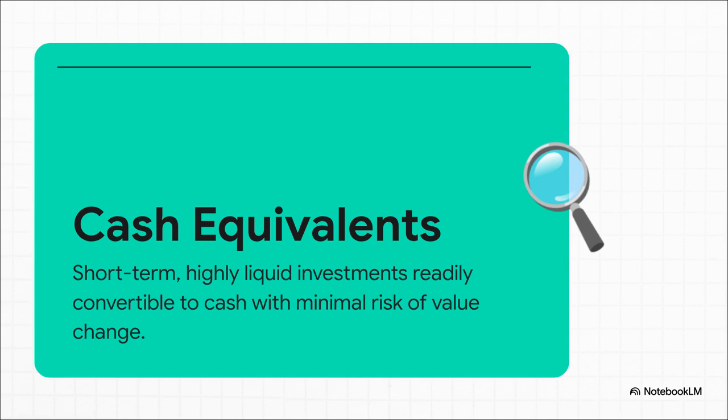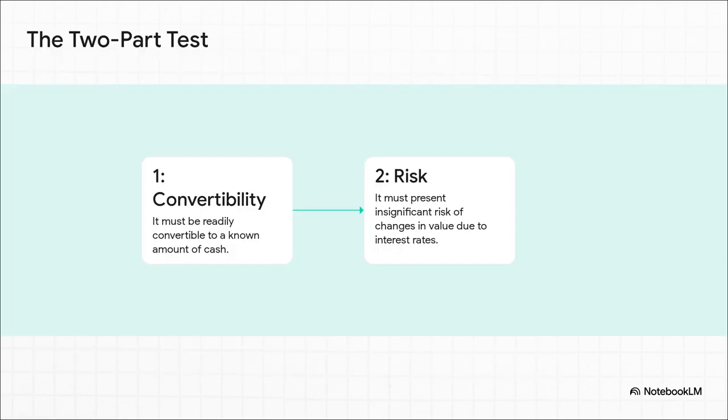Think of it like a bouncer at a club. An asset has to meet all these criteria to get in. And this is perfect, because it breaks that wordy definition down into two simple questions. First, can I turn this thing into cash, right now, for an amount I already know? And second, is it about to mature so soon that a sudden change in interest rates won't really mess with its value? If you get a yes on both, you're good to go.